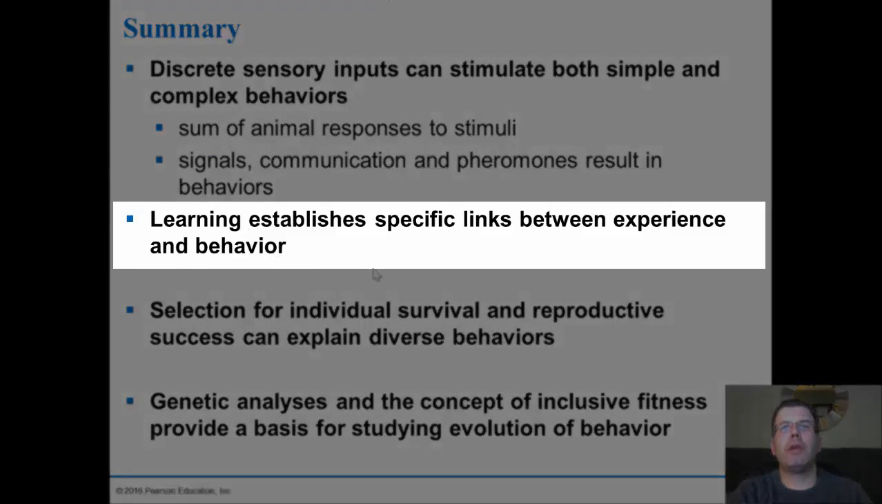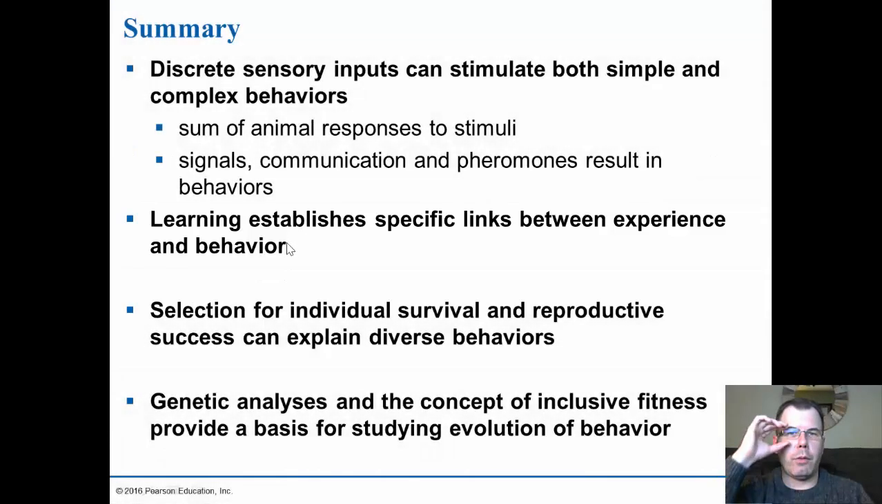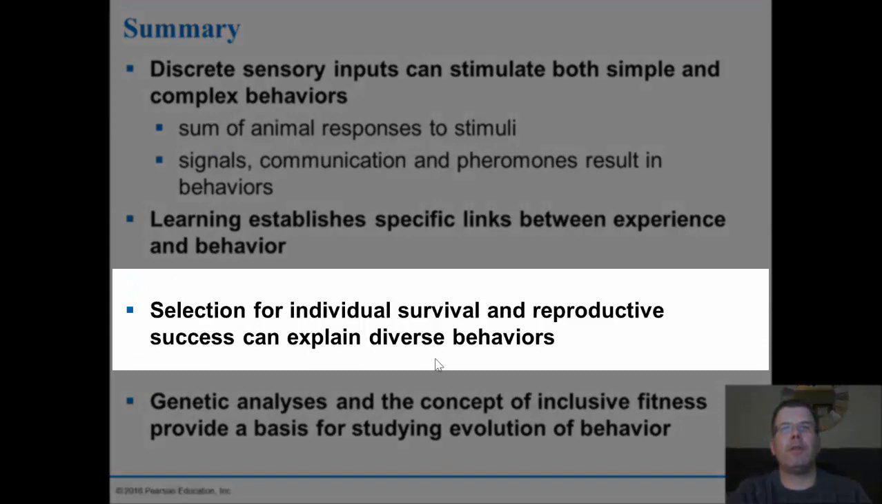Learning plays a big role in specific links between experience and behavior. We showed that learning from different individuals will allow individuals to do different things. We talked about problem solving, in that individuals can share their knowledge with other individuals of the species, and close-knit communities can share that behavioral information with one another as well. We looked at how experience can lead to learning and behavior in those situations.